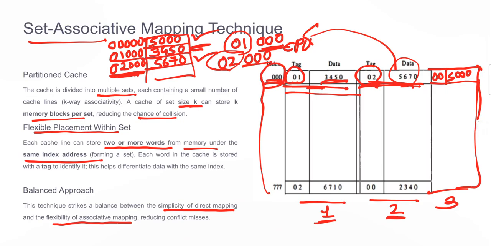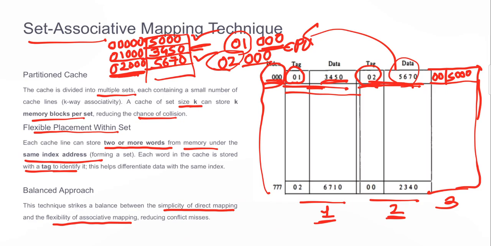That is a very beneficial thing. And here this is identified with the tag. We have a tag to identify each data. So with the same index we have different data, so it helps us to differentiate between them. So this is very simple set associative mapping. I hope you understood this.